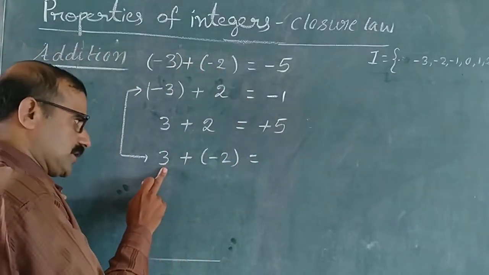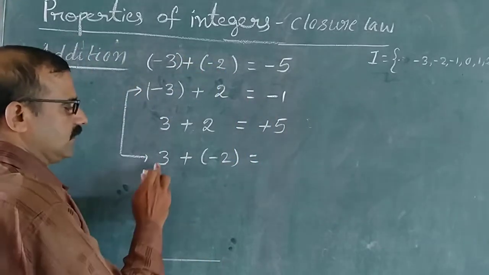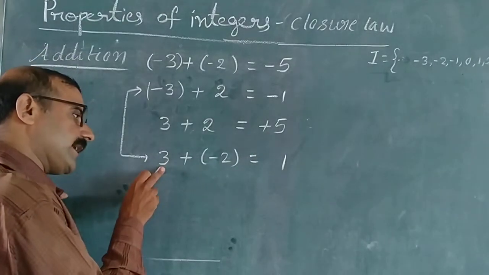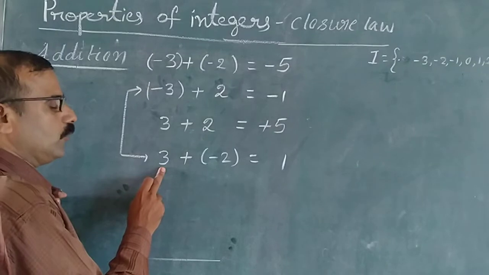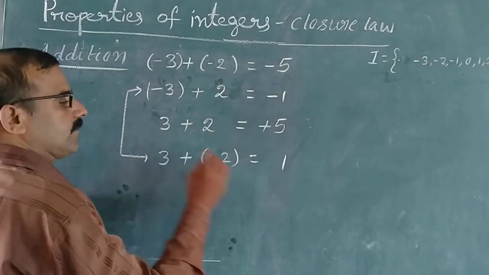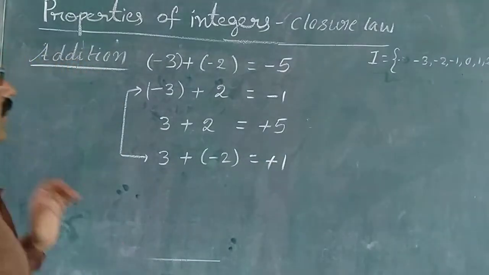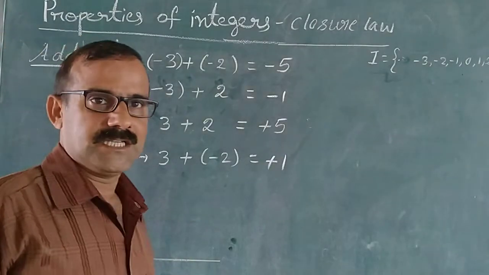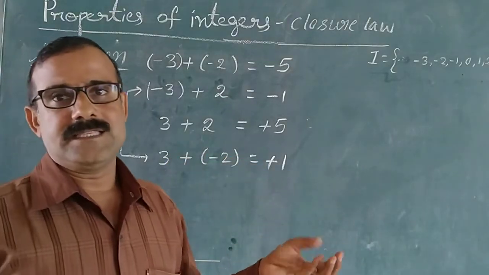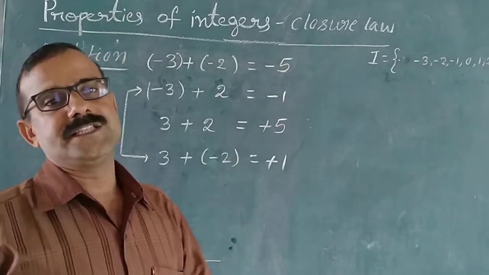Take this one, positive and negative addition. You have to subtract: 3 minus 2 is 1. What is the bigger number here? 3 is the bigger number. Don't consider the sign. So what is the sign here? Plus. So plus 1. From this we conclude that the sum of any two integers is always an integer.